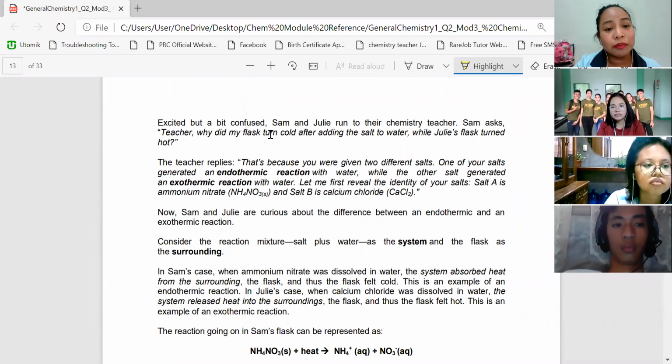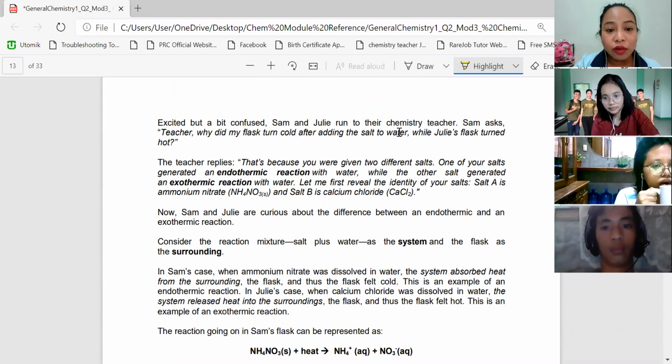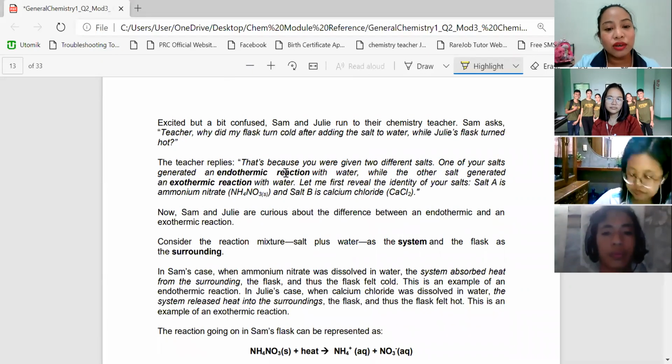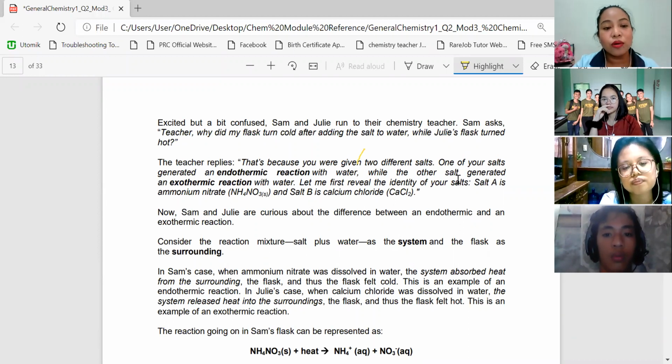Why did the flask turn cold for Sam, and why does the flask of Julie turn hot? So the teacher says that it is because the two given salts are different. One of your salts generated an endothermic reaction with water, while the other salt generated an exothermic reaction.